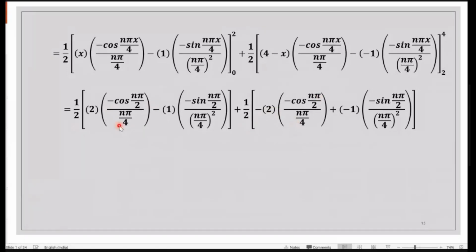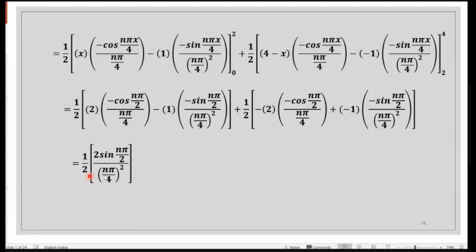And for sin, here we have plus sin n pi by 2 upon, and here plus sin n pi by 2 upon. Both sin terms will add up. So we can write 2 times sin n pi by 2 upon n pi by 4 the whole square. When we simplify, half is taken common, so the cos terms will cancel and the sin terms will add. So we have 2 times the sine function: sin n pi by 2 upon n pi by 4 the whole square.